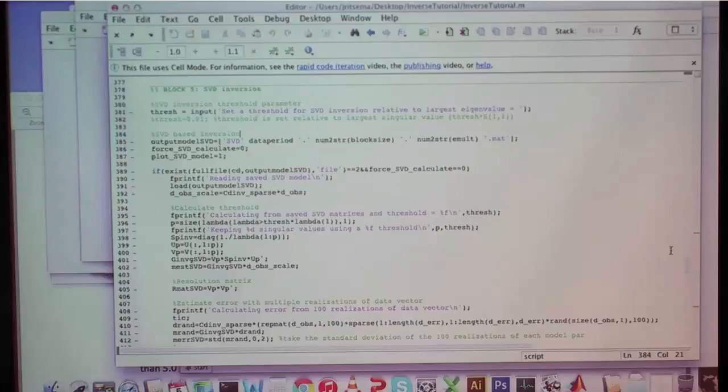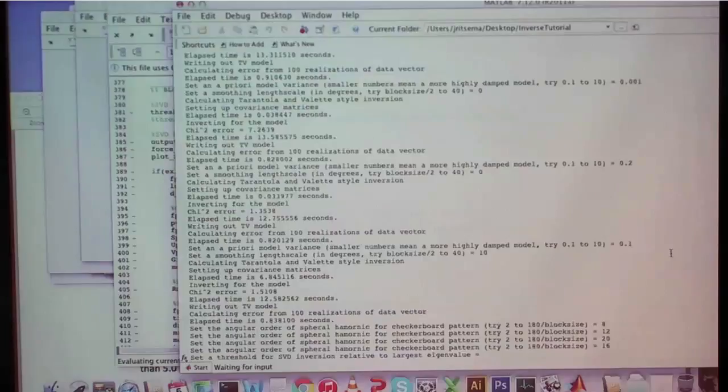Okay, so let me just run one, and you'll see what I mean by all of this. What we're going to set is a threshold. We can think of a model as a sum of eigenvectors weighted by the eigenvalues. The largest eigenvalue would be 1, that's how the eigenvalues are normalized. And we can say, choose that model until you reach model vectors that have an eigenvalue lower than a particular threshold. So let's just choose 0.05, for example.